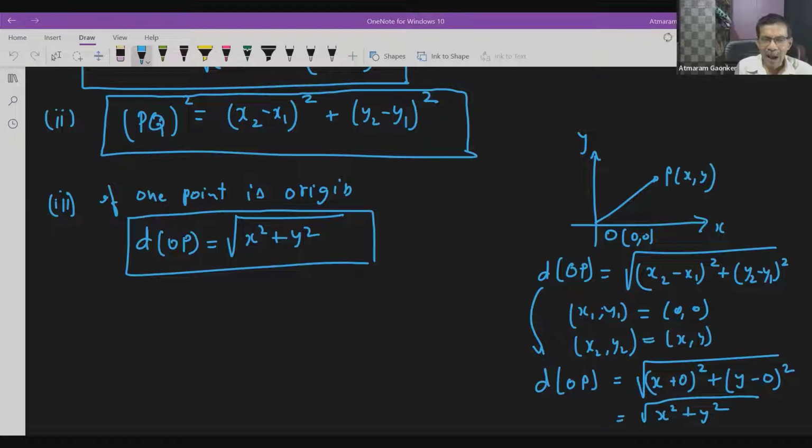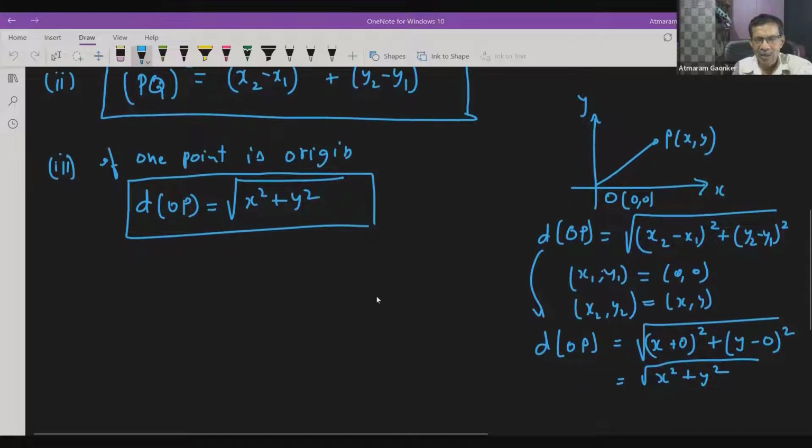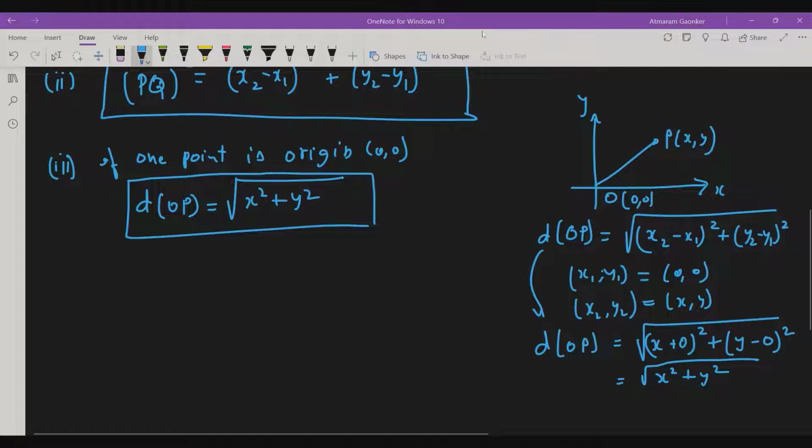So this is how I get the formula directly, distance OP, if one point is the origin, that is 0, 0. Is this okay now? Yes, sir. Okay, good, very good.